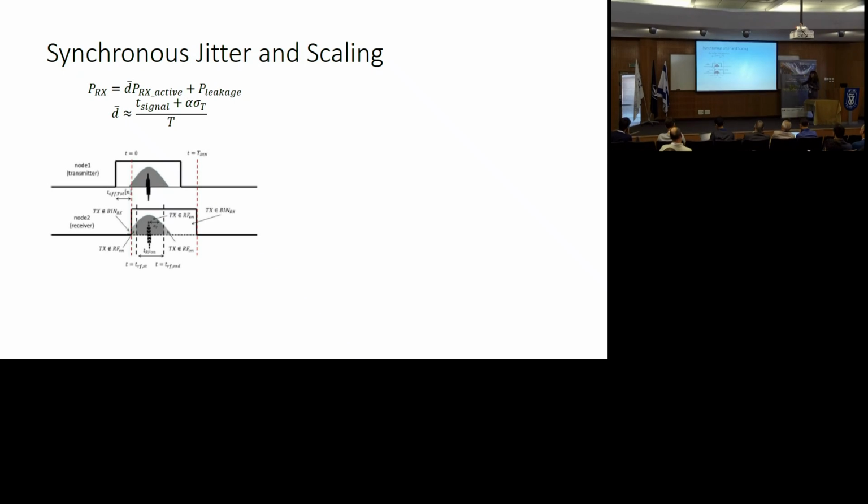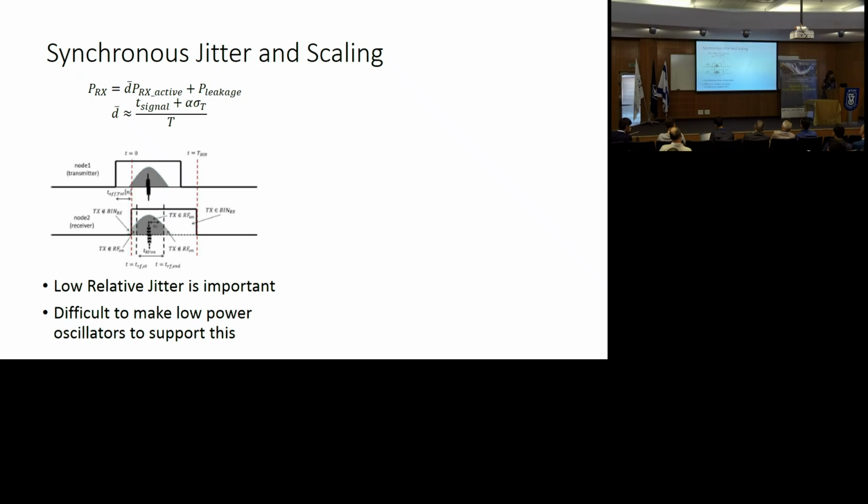So this is a picture of that. It's kind of bad resolution because I took it out of one of our papers, but it's basically showing that there's some noise associated with your timing, and you have to over-provision for that. So that means your receiver has to be on for much longer than you would ideally want it to be on. So low relative jitter is important. And it turns out that it is actually not that easy to make low power oscillators to support this, because low power oscillators tend to trade jitter for power. So if I want to make a very low power oscillator, I'm going to have to sacrifice something.